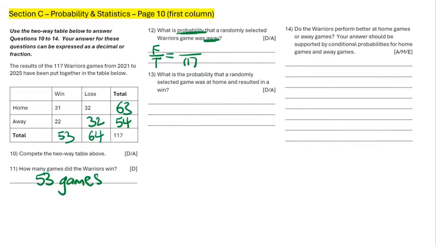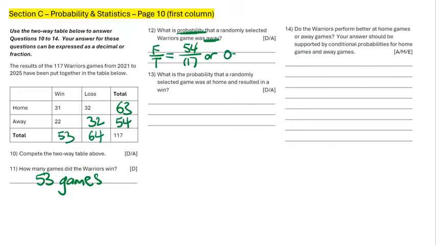And of those 117, how many of them were away? It was those 54 there. So that's going to be the top of my fraction. So if you can get 54 over 117, that's a pretty easy achieved mark there. Some of your teachers might have told you to convert that to a decimal. That's all good as well.